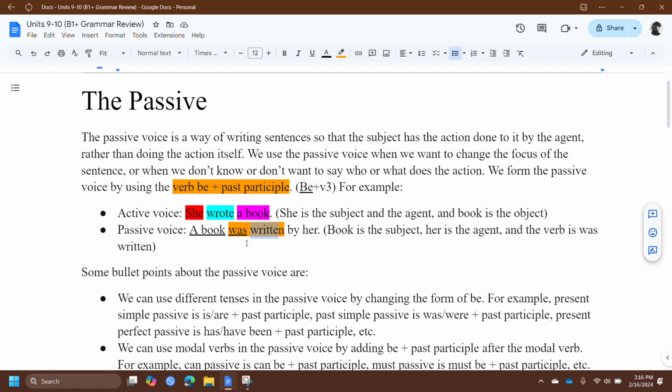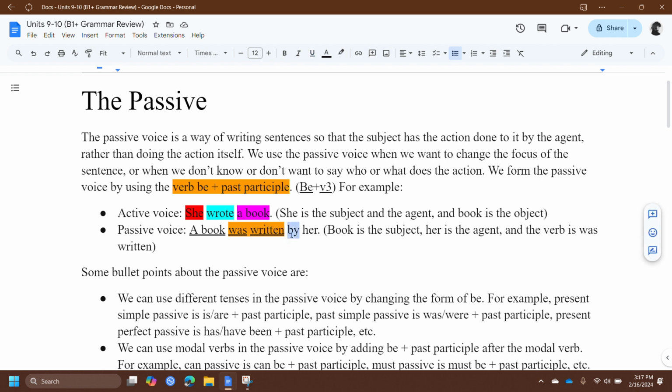And then you might be wondering how we chose the verb 3, which is even simpler, guys. We just look at the main verb of the active sentence, and when we write the passive sentence, we just choose its third form. Okay, so a book was written.